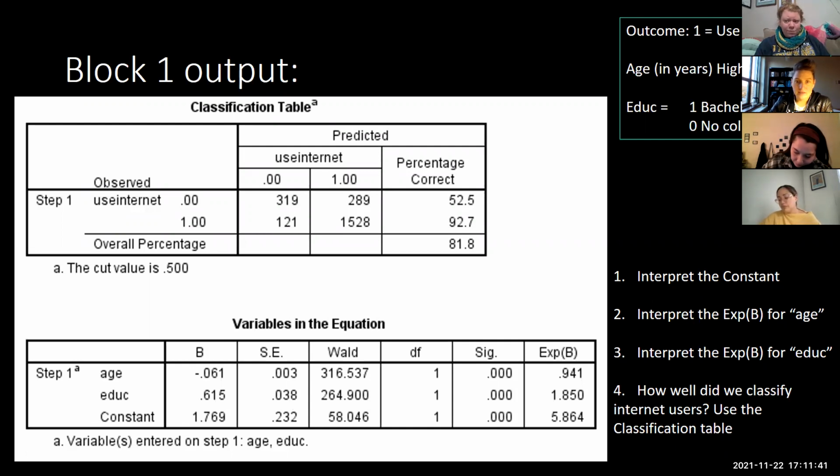I can give it a go. Take a stab. So the probability of not using the internet when someone is 0 years old and has no college degree is 1.76 the probability of someone using the internet. There's some mumbling at the end that I was trying to find the right words to place the last few, but that's kind of what I got for that.